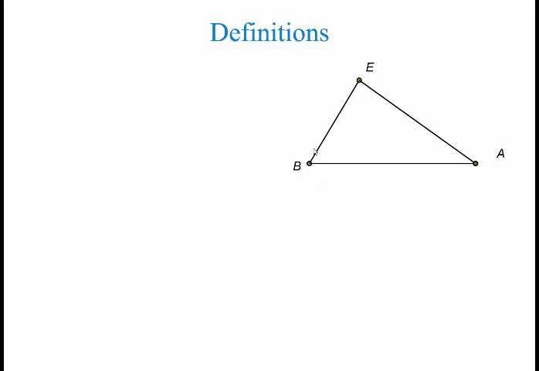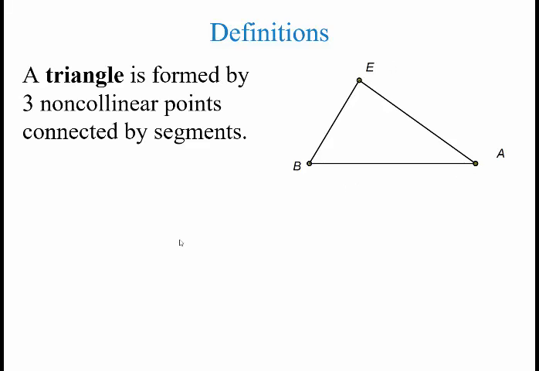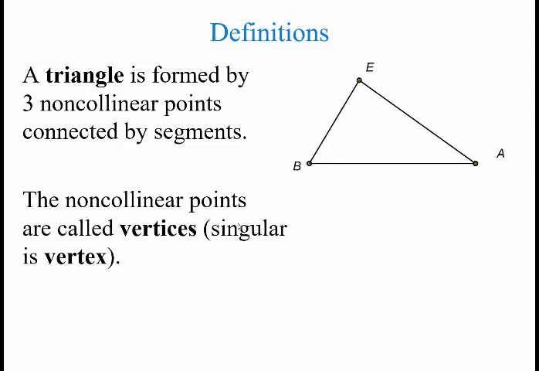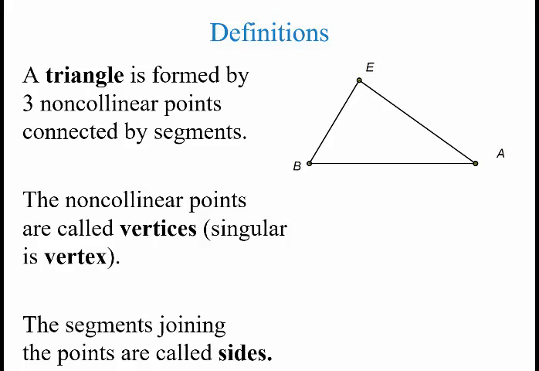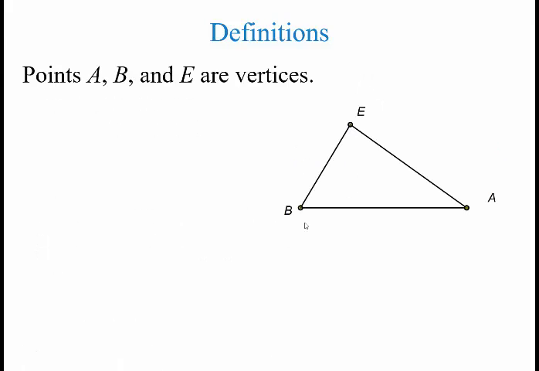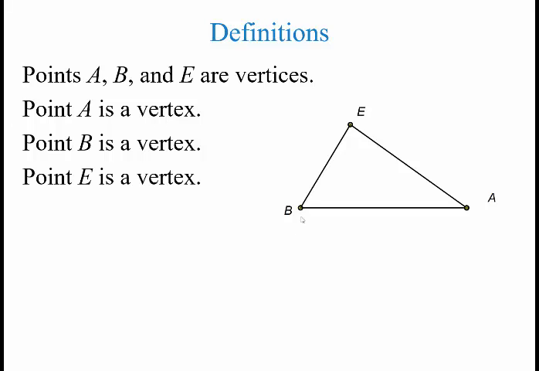So I've got this triangle here, and I've got these points labeled A, B, and E. A triangle is formed by three non-collinear points connected by segments. The non-collinear points are called vertices, right? The singular of that is a vertex. The segments joining the points, these segments here, are called the sides. So when we have this triangle, points A, B, and E are vertices. Point A is a vertex, that's the singular form. Point B is a vertex, and point E is a vertex of the triangle.